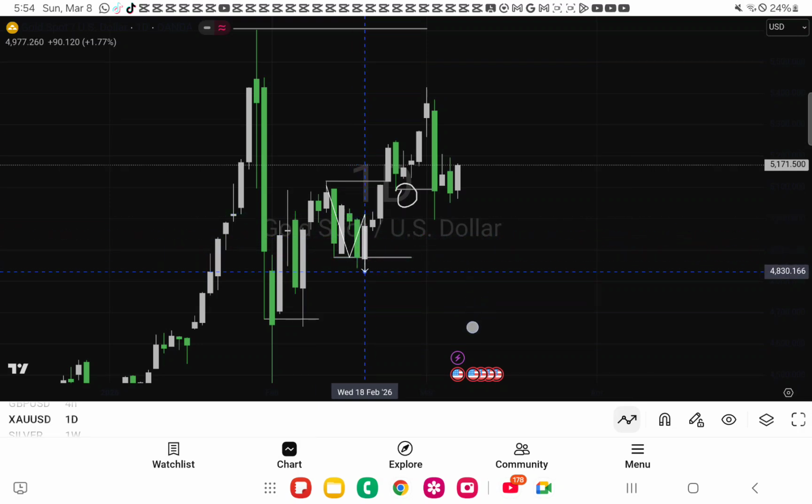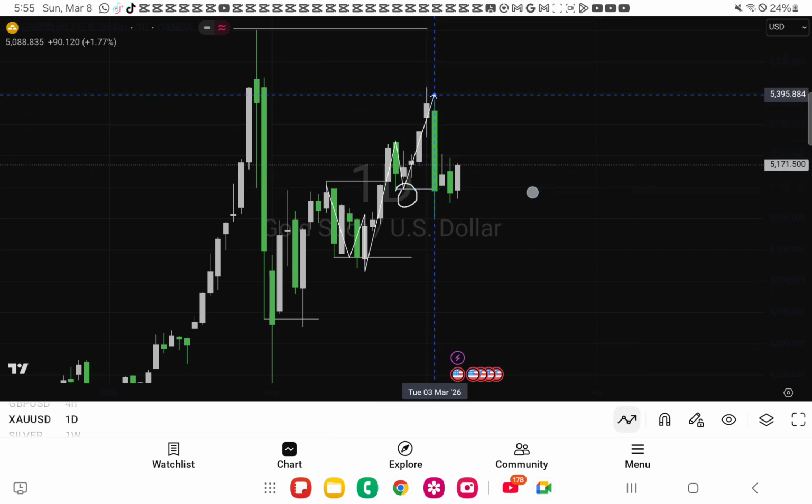We have a liquidity sweep on this low, right? We have a liquidity sweep on this low and a break of structure to the upside. After the break of structure, this was a first pullback, which is an inducement. You can call it liquidity, right? That first pullback is an inducement. After the first pullback, we have again a break of structure to the upside, right?